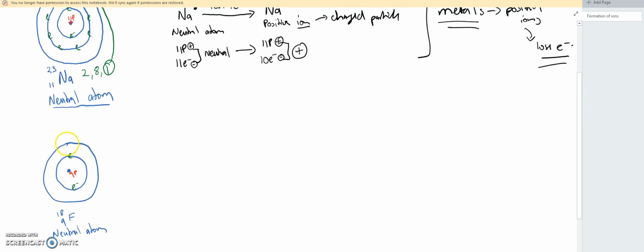1, 2, 3, 4, 5, 6, 7, 8, 9. So it's got 7 in its outer shell, which gives it 1 free spot. Remember, that outer shell can hold 8, and it's only got 7. So its electron configuration is 2, 7. So it's got 1 free spot. It's not happy, it's not stable, it's a bit unstable, it's actually really reactive, fluorine.